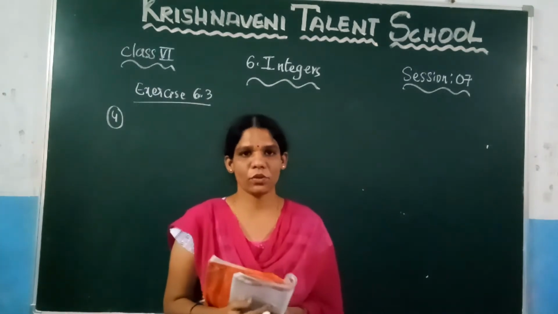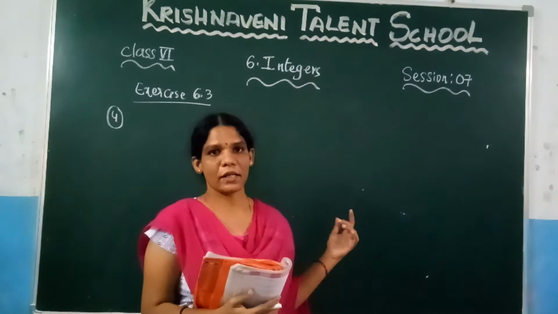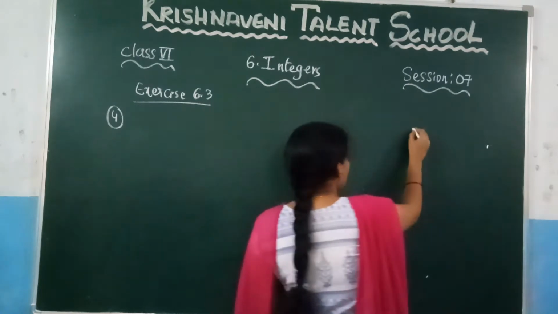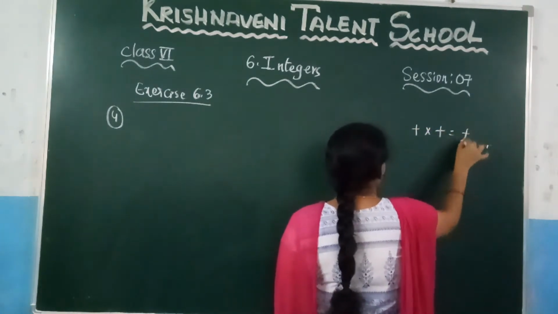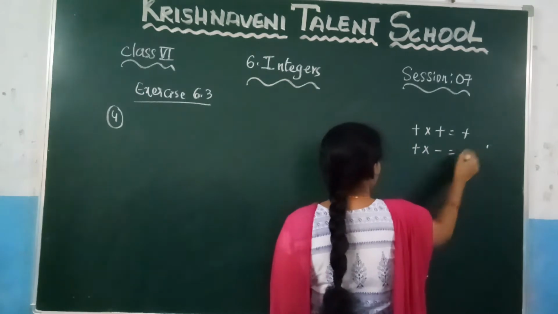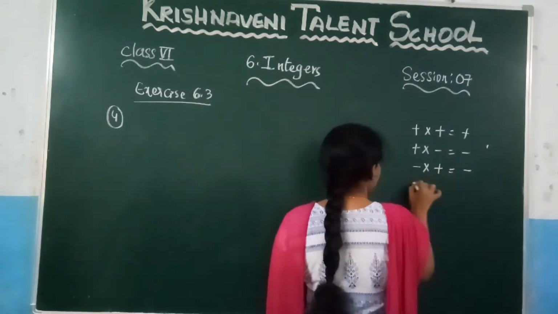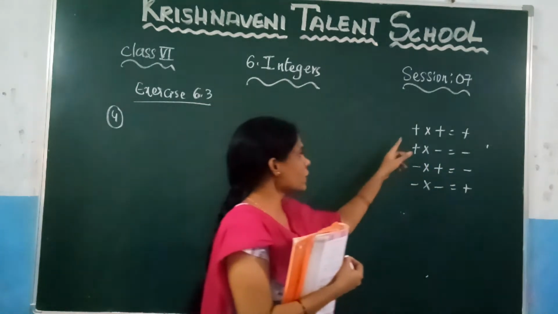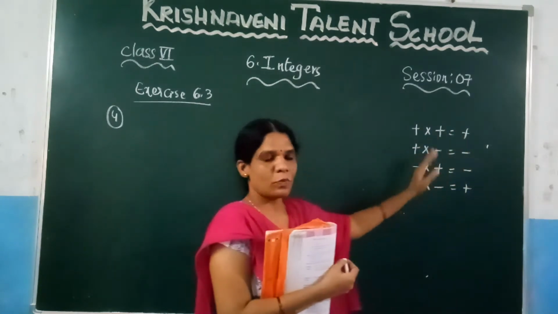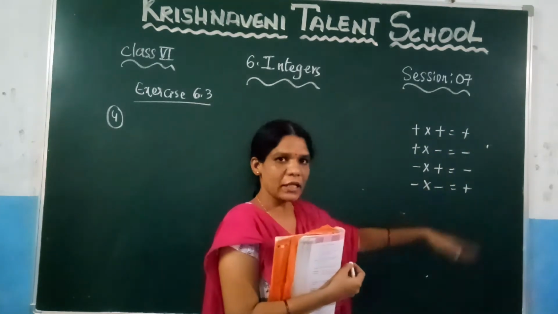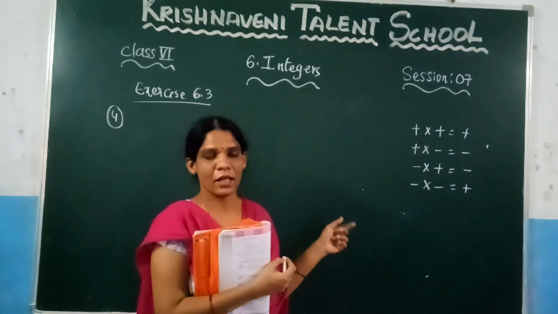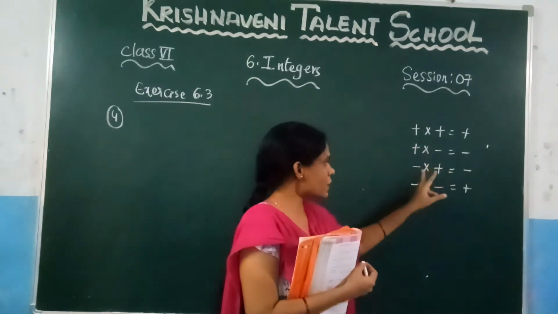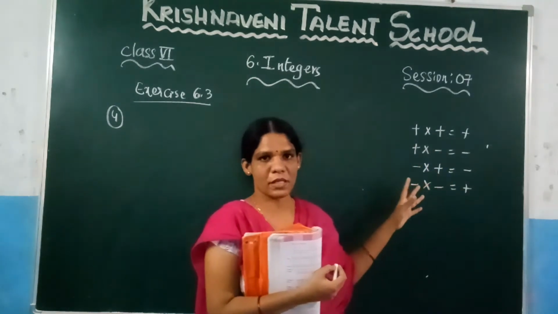You need to simplify the integers they have given here. Before that, as I already told, if you want to add or subtract two integers, you need to follow this pattern. Plus into plus is always plus, plus into minus is minus, minus into plus is minus, minus into minus is always plus. That means if both numbers have the positive sign, you need to add. If both have the negative sign, again you need to add. That means if the same sign is there, you add the numbers. If you have a different sign, plus or minus, minus or plus, then you need to subtract. Like this you can remember.